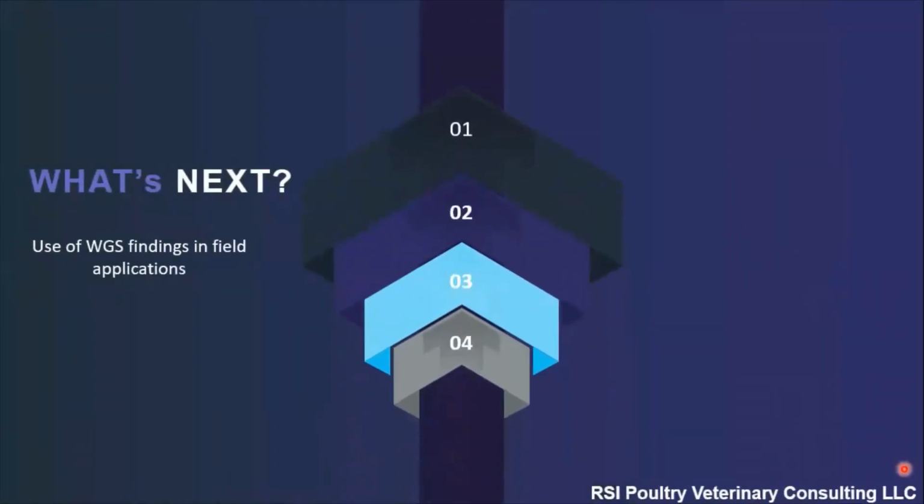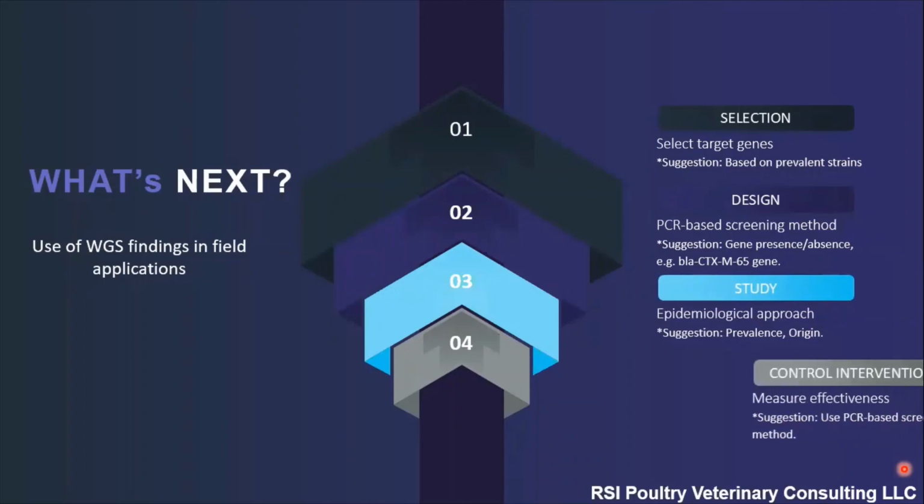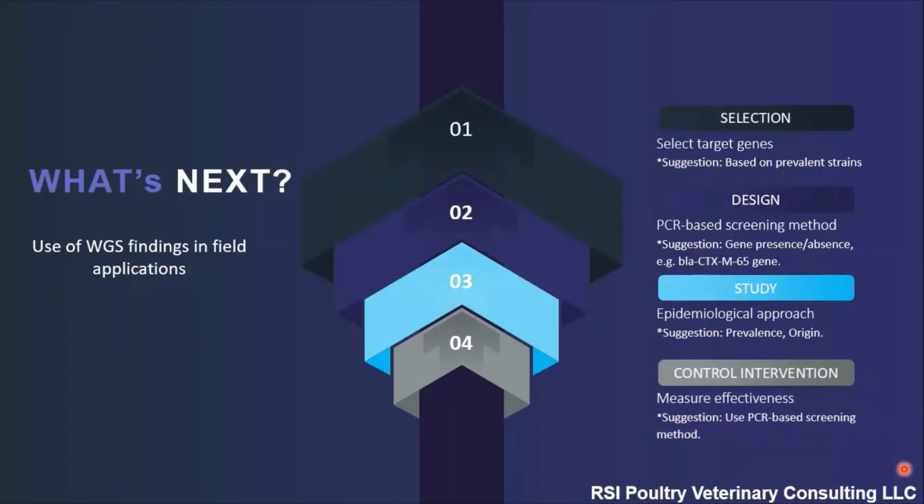So what's next? How can we start using the information generated here? One approach to complement the control program for Salmonella Infantis can be the selection of Salmonella Infantis target genes for the design of a PCR-based screening method, and with this tool support an epidemiological study in order to determine prevalence, distribution, or the origin of Salmonella Infantis. The results of this epidemiological study will help the identification of more appropriate control interventions.